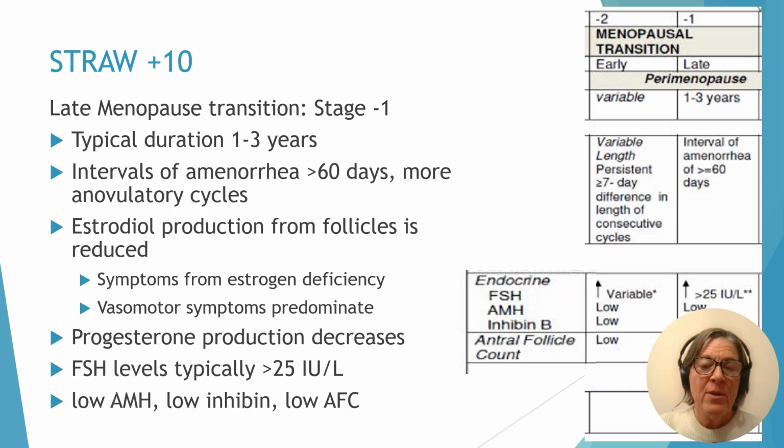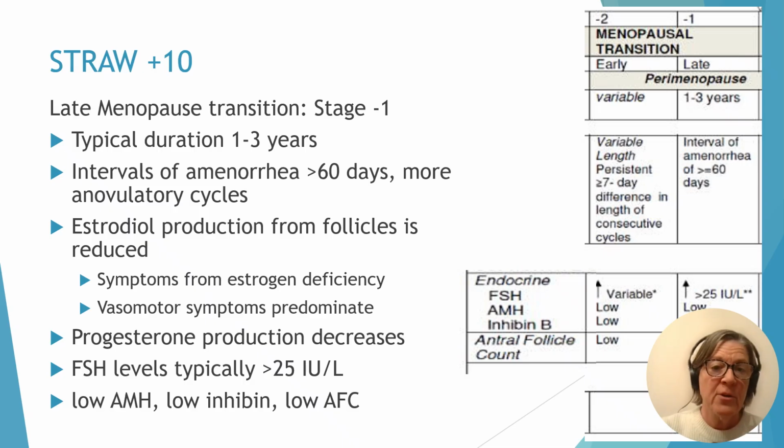This late menopause transition is defined by intervals of amenorrhea of at least 60 days. So you're now having more anovulatory cycles. Because you're having anovulatory cycles, you're not recruiting that dominant follicle, which is secreting the estrogen. So the estrogen production is dropping. And now we start to see symptoms from estrogen deficiency with vasomotor symptoms. So hot flashes, night sweats really predominating.